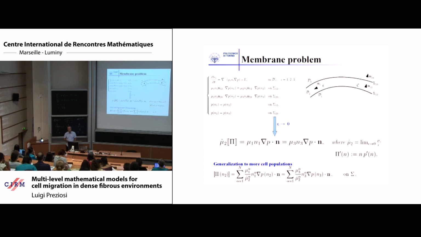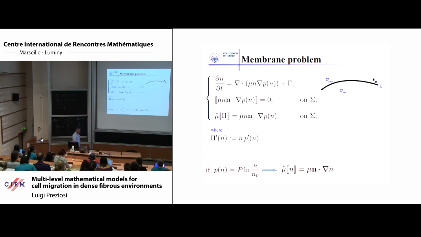You can generalize that to a lot of equations, a lot of populations. But you can understand that by looking at some special case. So this is the problem, the membrane problem. You have an equation inside and outside. You have a continuity of fluxes, what is inside the divergence, and then you have this extra condition.